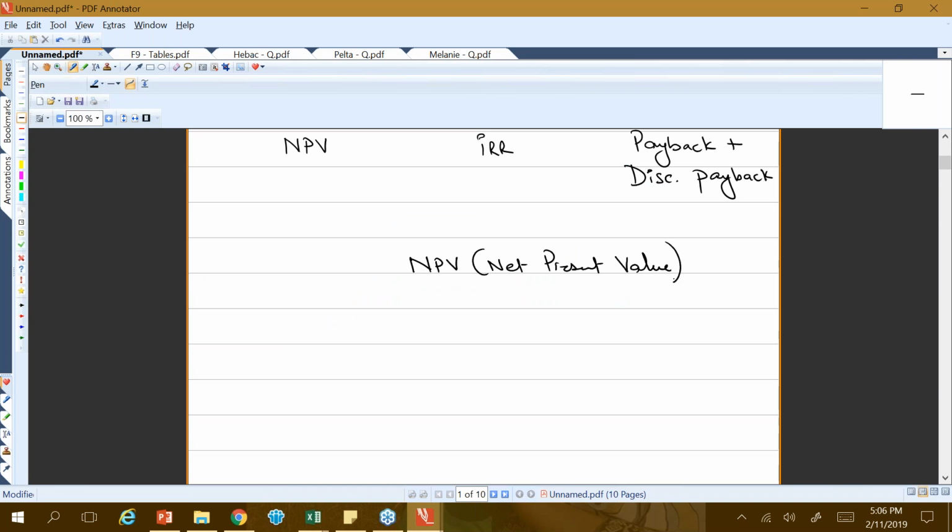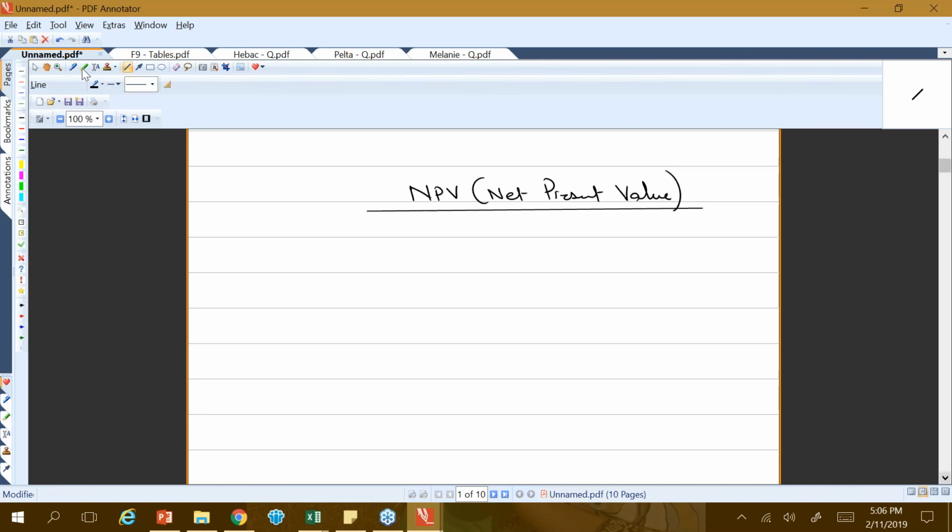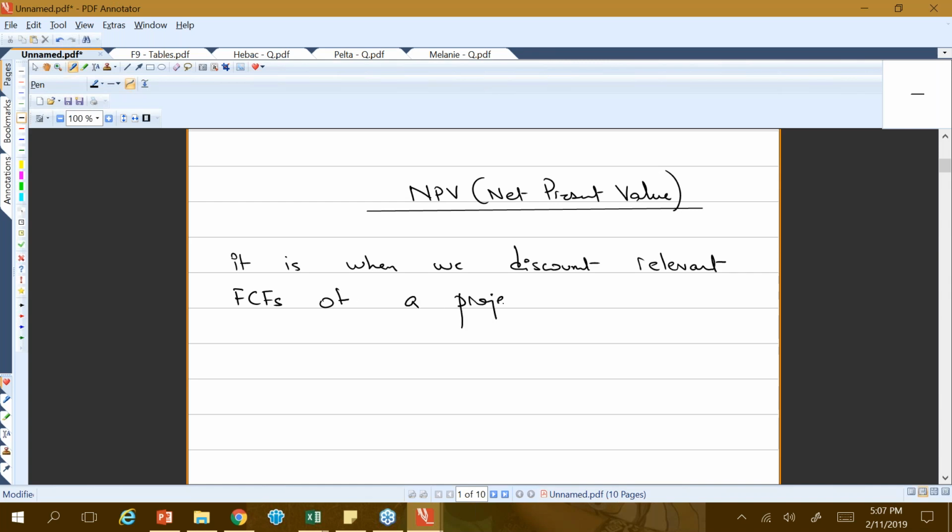So if we have to explain what the idea of net present value is, what we're simply going to say is that it is when we discount relevant free cash flows of a project to find their worth in today's time. So this is how I will explain NPV.